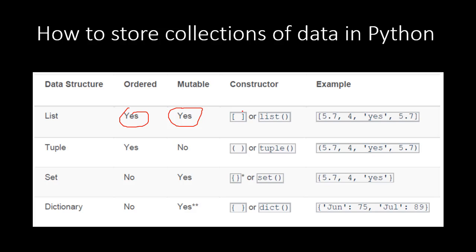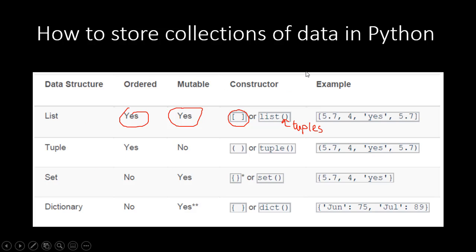And they allow duplicates. You can construct them either by using these square brackets or by using this constructor function, list, and passing in any iterable object, usually a tuple, but it can be anything: lists, dictionaries, strings. For example, here we have a collection of data: 5.7, yes, which is a string, and another numeric data type. So these are the data structures we have in Python.